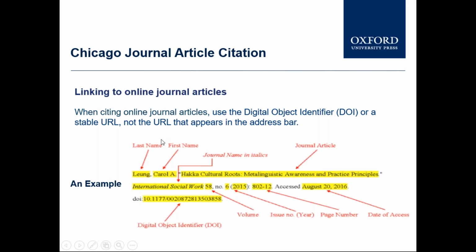This is very clear. Last name, first name. This is the name of the journal's article. Then comes the name of the journal. Remember, you don't give the name of the journal first. You first give the name of the article. Then you give the name of the journal in italics. Volume, issue number, which year, and the page numbers, the DOI.